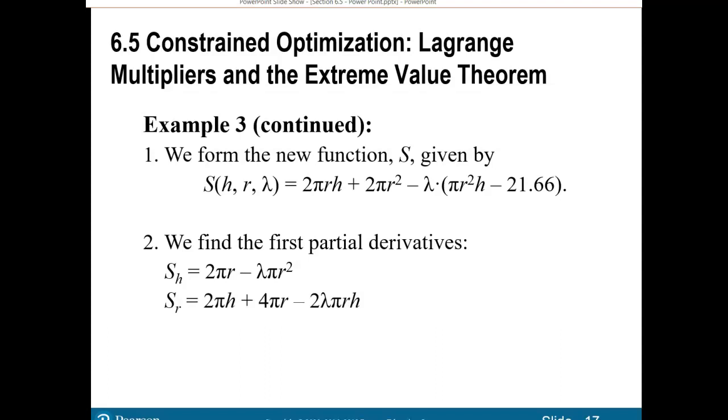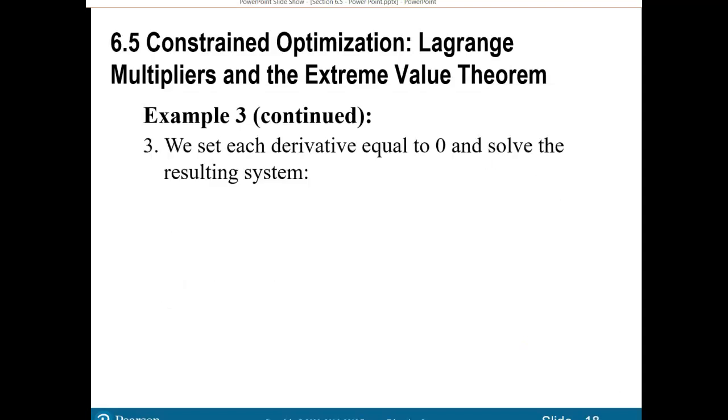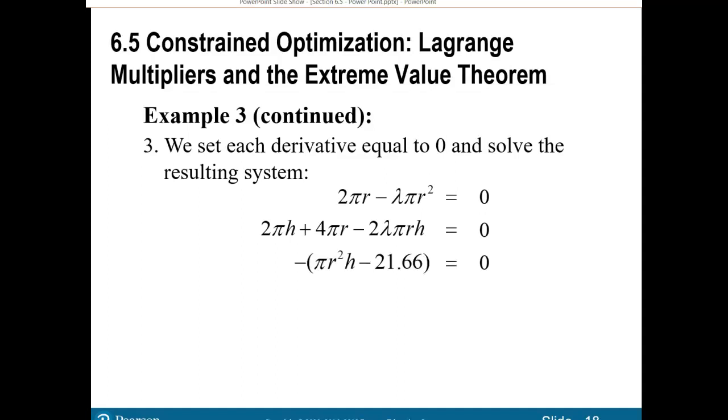Partial with respect to r: 2 pi h plus 4 pi r minus 2 lambda pi r h. And the partial with respect to lambda would just be the negative of pi r squared h minus 21.66. Again, I would suggest distributing the minus lambda through here and doing your partials after that step. All right, so set each of those equal to 0. So those are the equations for the partials set to 0.